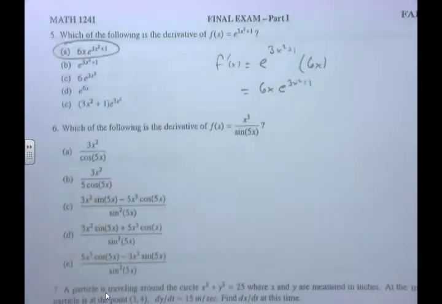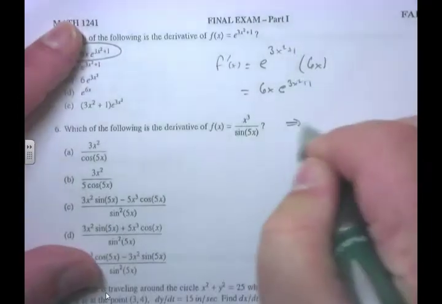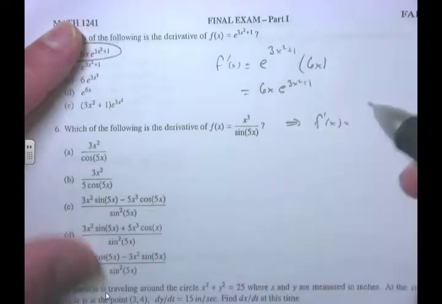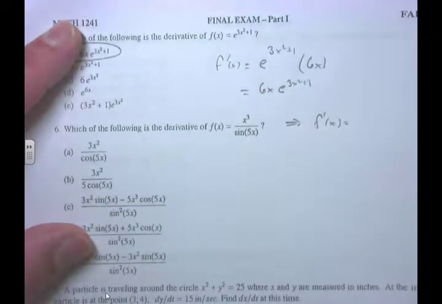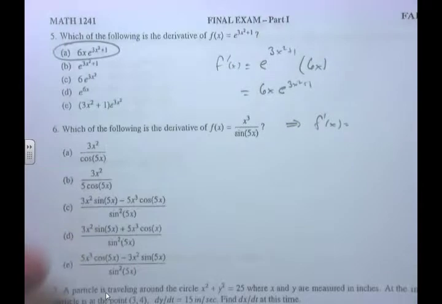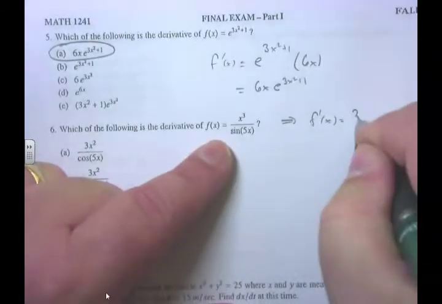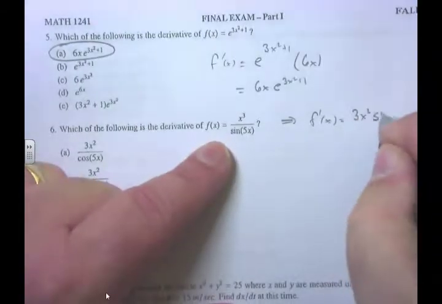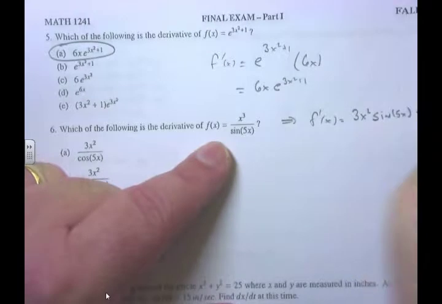The next one is this. Which of the following is the derivative of x cubed divided by the sine of 5x? So, here we go. What rule would you use to take the derivative of this? Quotient rule. And again, I'm trying to drum this stuff into your head. So what's the quotient rule? Derivative of the top times the bottom minus the top times the derivative of the bottom, all over the bottom squared. Derivative of the top, 3x squared, times the bottom, sine of 5x. Minus the top, x cubed, times derivative of the bottom.